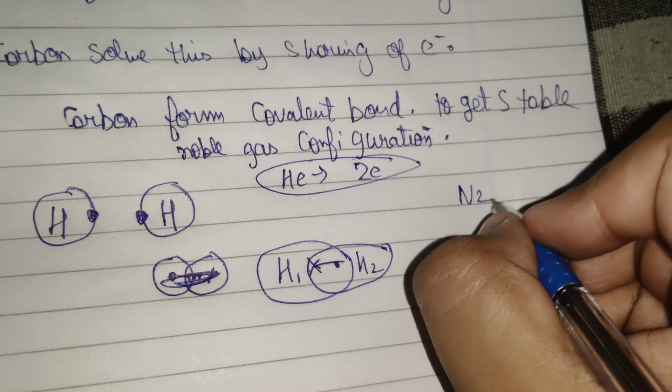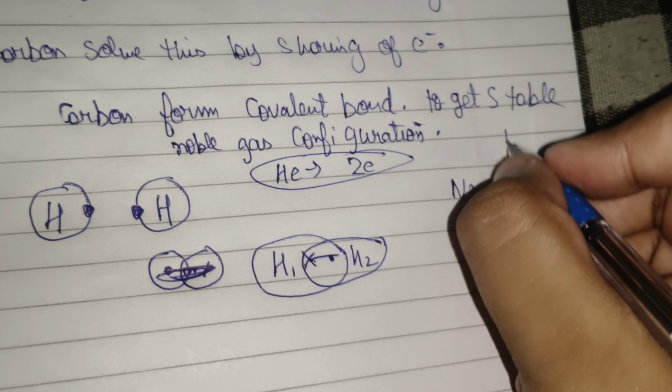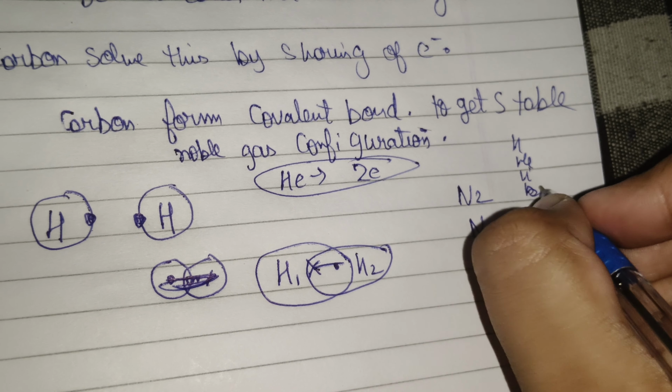We can do the same with the nitrogen atom. Nitrogen, as we know, is hydrogen, helium, lithium, beryllium, boron, carbon, nitrogen, the seventh one. Two electrons are in the inner shell and the remaining five are in the outer shell. Three electrons are shared, and this forms a triple covalent bond, so N2 is formed. Now, as we have seen N2 and H2, we are going to see it for the carbon atom.